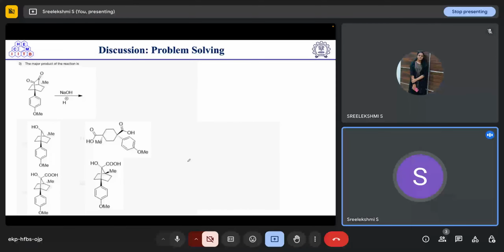Moving to the next question, the major product of the reaction. Here this compound we are treating with NaOH and then acidic conditions. Which will be the major product?